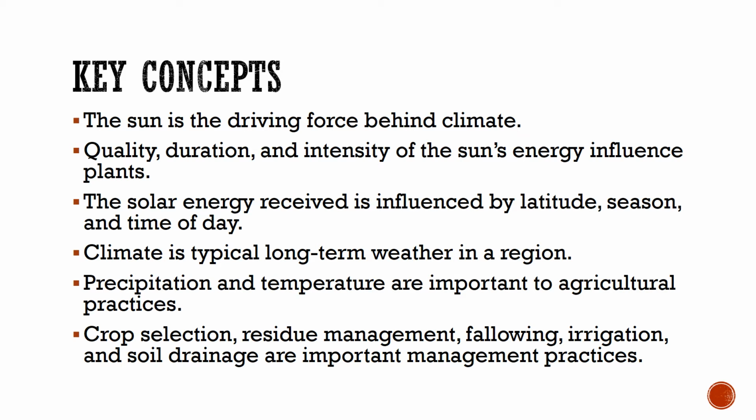Quality, duration, and intensity are very, very important for the influence of different plants. We'll look at climate and how it's typically the long-term weather in a region, so we'll look at the difference between climate and weather. Precipitation and temperature are 2 extremely important factors in agriculture, not just in the plant world, but in the livestock world as well. And then how we select crops, how we manage residue like wheat straw, how we fallow, how we irrigate, how soil drainage is important for all of those management practices.